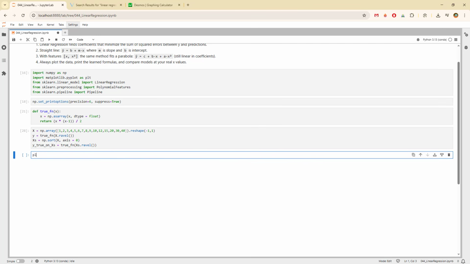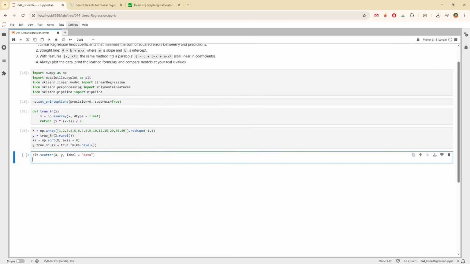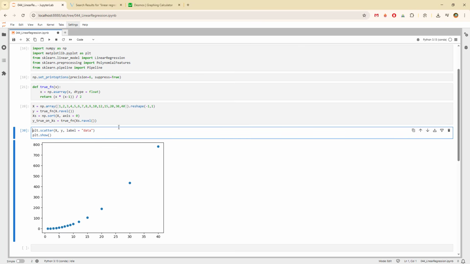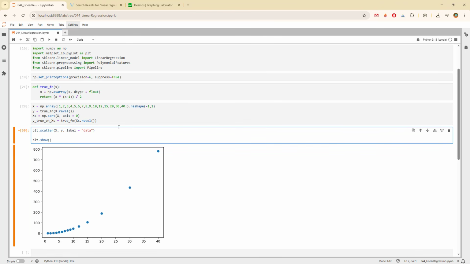So plt.scatter, and let's scatter the x and the y and label them data. And then plt.show. What do we have? Well, we already have the plot. That's great. Do we need something else? We need a legend.